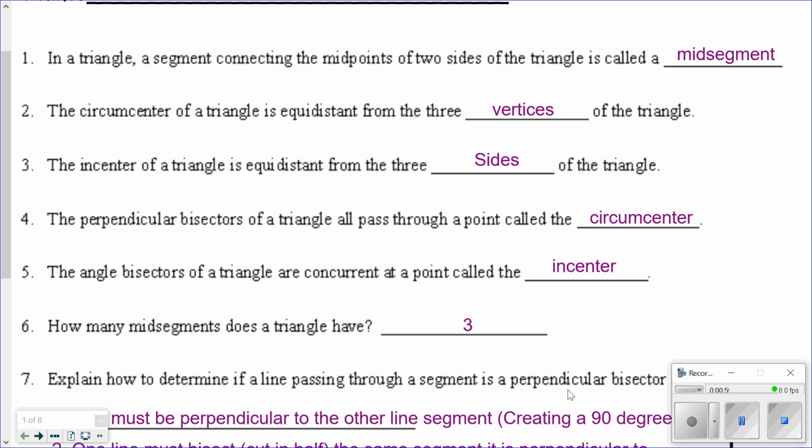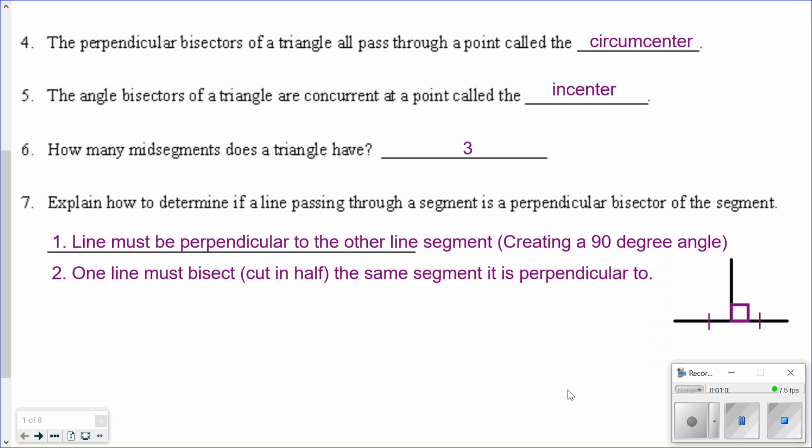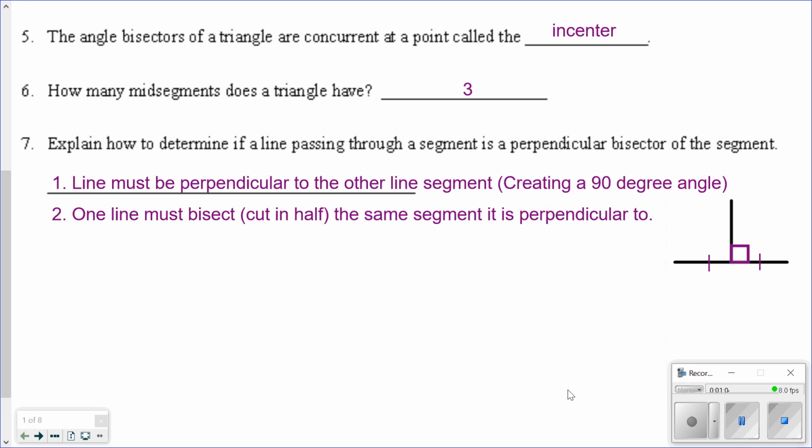3. Let's scroll down. Explain how to determine if a line passing through a segment is a perpendicular bisector of the segment. There are 2 things we need to know. Number 1, the line must be perpendicular to the other line segment, creating a 90-degree angle. And I drew a picture here. If you see this marking here, that means they meet at a 90-degree angle, meaning that they are perpendicular. Also, one line must bisect, or cut in half, the same segment it is perpendicular to. And we should see tick marks. These tick marks mean that those segments are congruent.